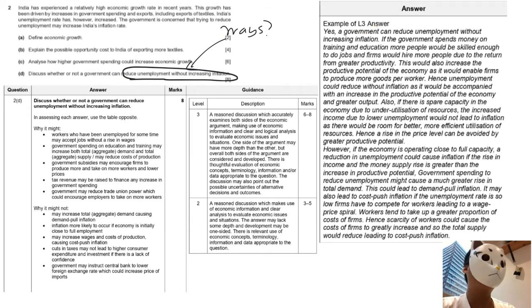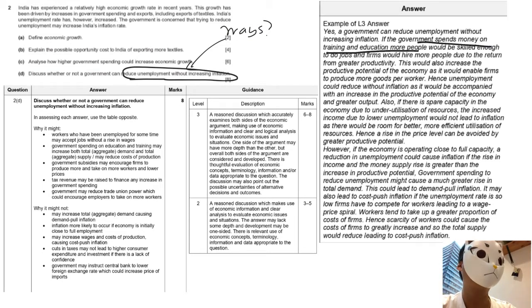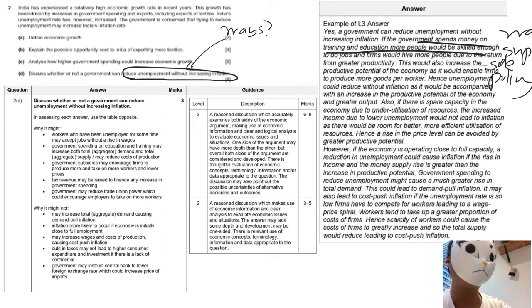So first of all, it talks about the government spends money on training and education. So this is the first way to do it. Way number 1, this is called the supply side policy. So if you make use of the supply side policy, you might be able to do it. As I said, it depends on the way the government tackles the inflation.